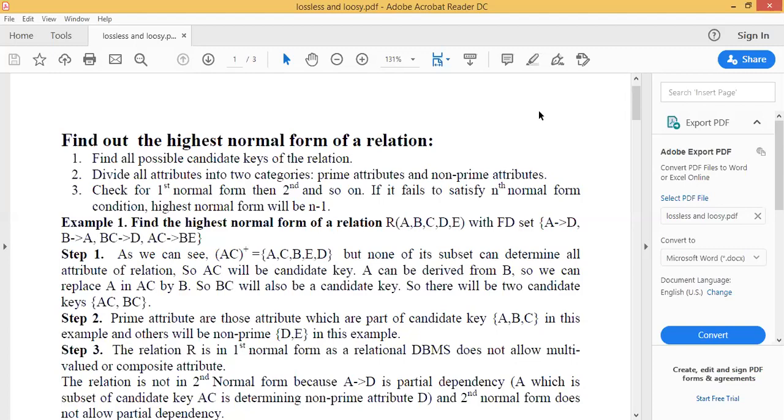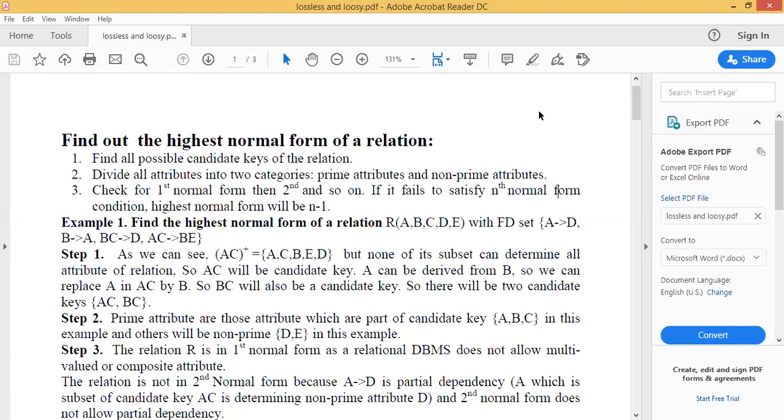We already know that a relation is in 1NF when it doesn't hold multi-valued or composite attributes. And a relation is in second normal form when it is in full functional dependency, or it does not hold any partial dependency. And a relation is in 3NF when it doesn't hold any transitive dependency.